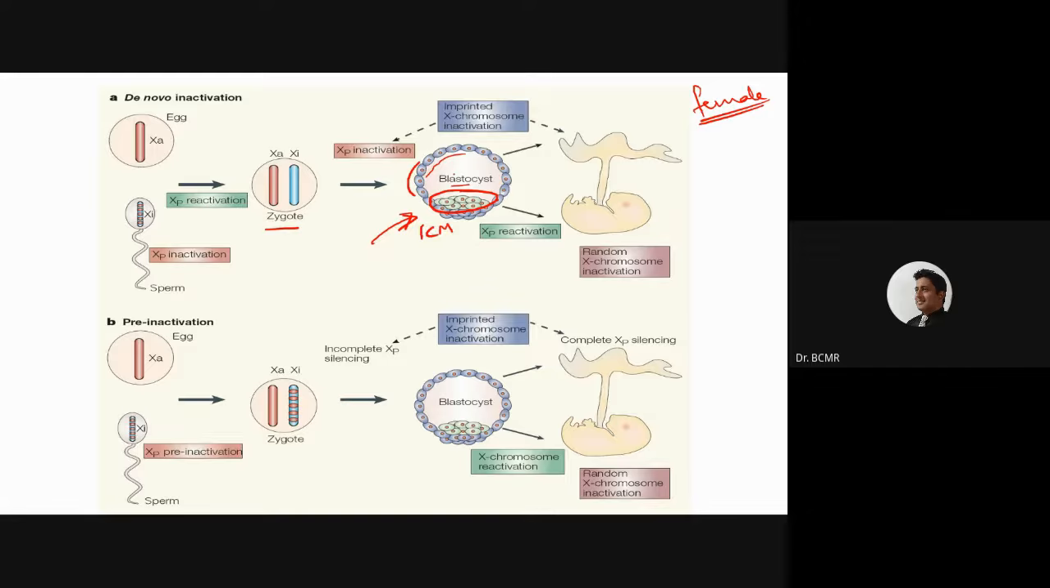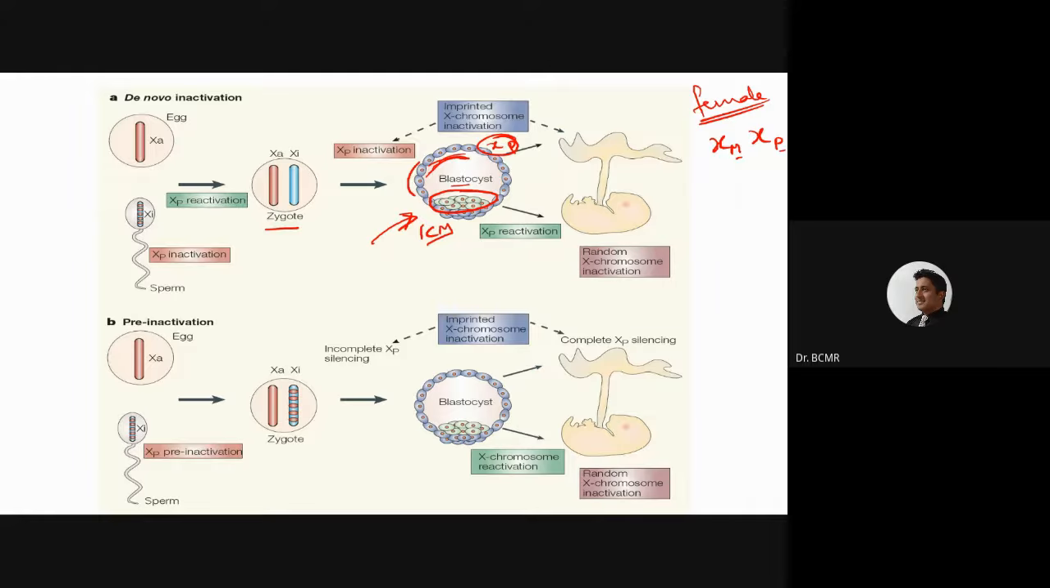But if you look at the trophoblast cells and ICM, there is a difference in terms of X chromosome inactivation. The female has two X chromosomes. One is inherited from the mother, and the other one is inherited from the father, paternal and maternal, right? In the trophoblast cells, it is always found that the XP, that is the paternal X chromosome, is inactivated.